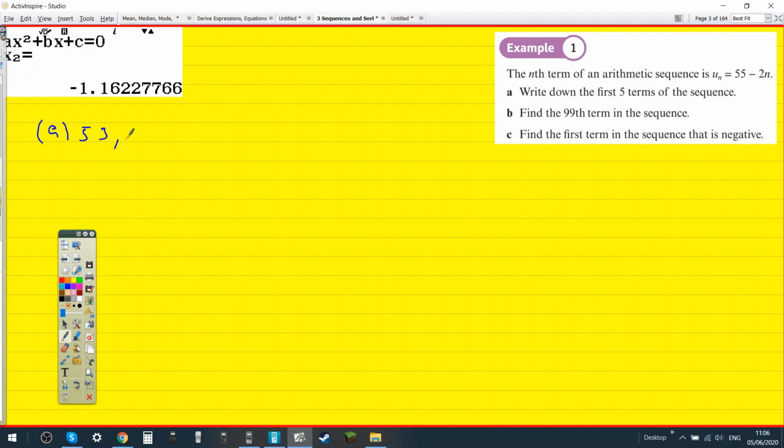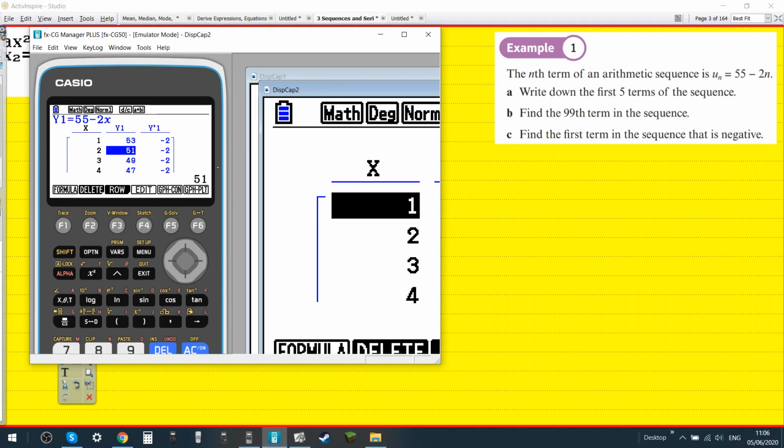It would be sub in 99. Yep. So would that just be 55 minus 2 times 99? Yep. And I got minus 143. Minus 100. Whoops, minus 43. And then how would you do C?